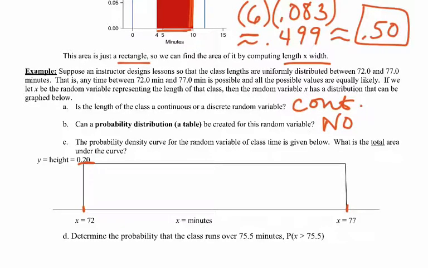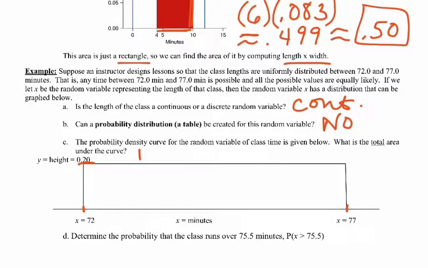The probability density curve for the random variable is given below. What is the total area? Remember, the total area represents all the possible scenarios that could occur. The class has to be between 72 and 77 minutes, and there is a 100% chance that it's going to be between 72 and 77 minutes. So the area under that curve has to be 1. That represents a 100% chance that we're going to be between 72 and 77.